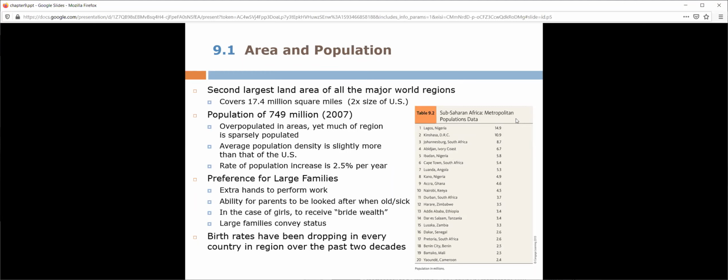Large families are a trademark of this part of the world. You may have heard stories about child abductions, child brides. We'll get to that stuff.